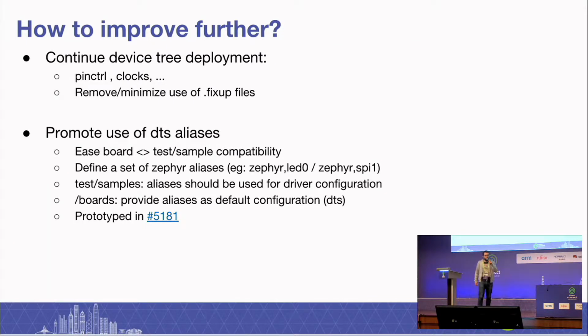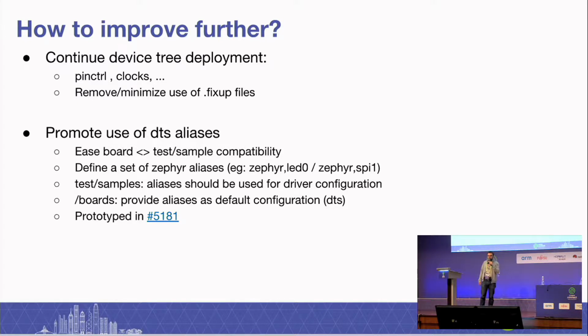So how can we improve the board configuration further? First, continue device tree deployment. The next step would be pin control and clocks, which would be important, I guess. And eventually remove, or at least minimize, the use of fix-up files. They are needed right now, but we should be able to get rid of them.